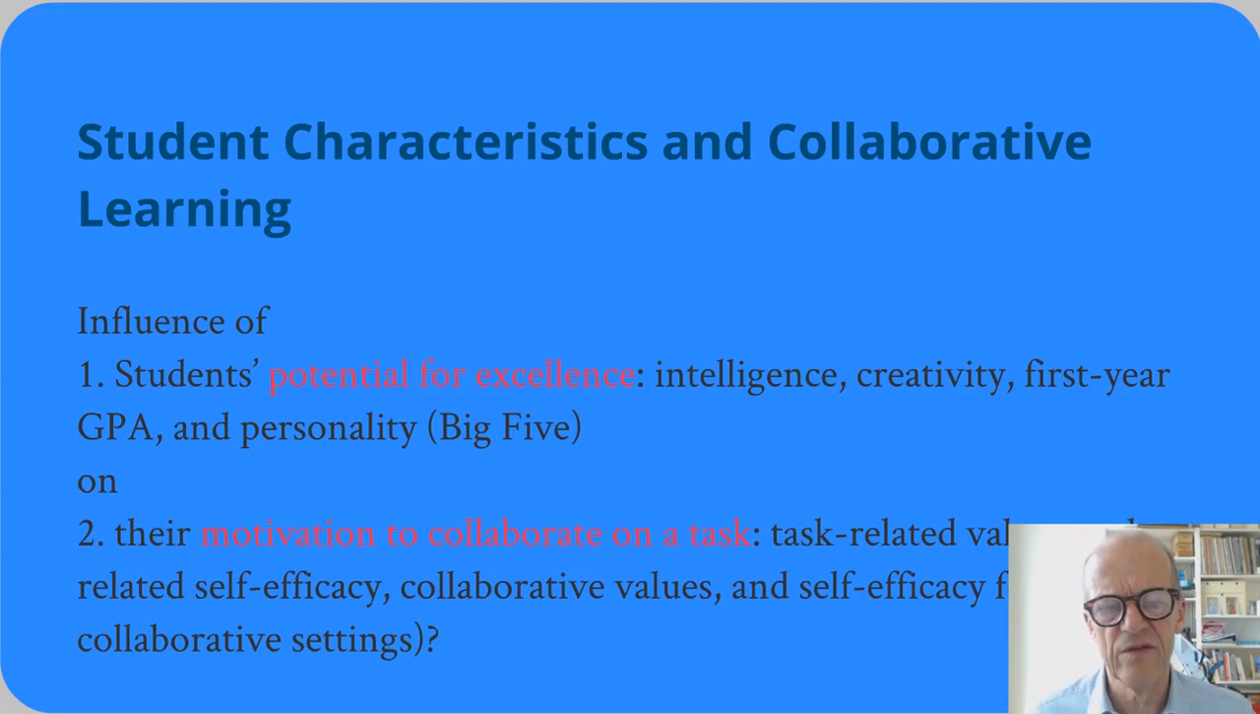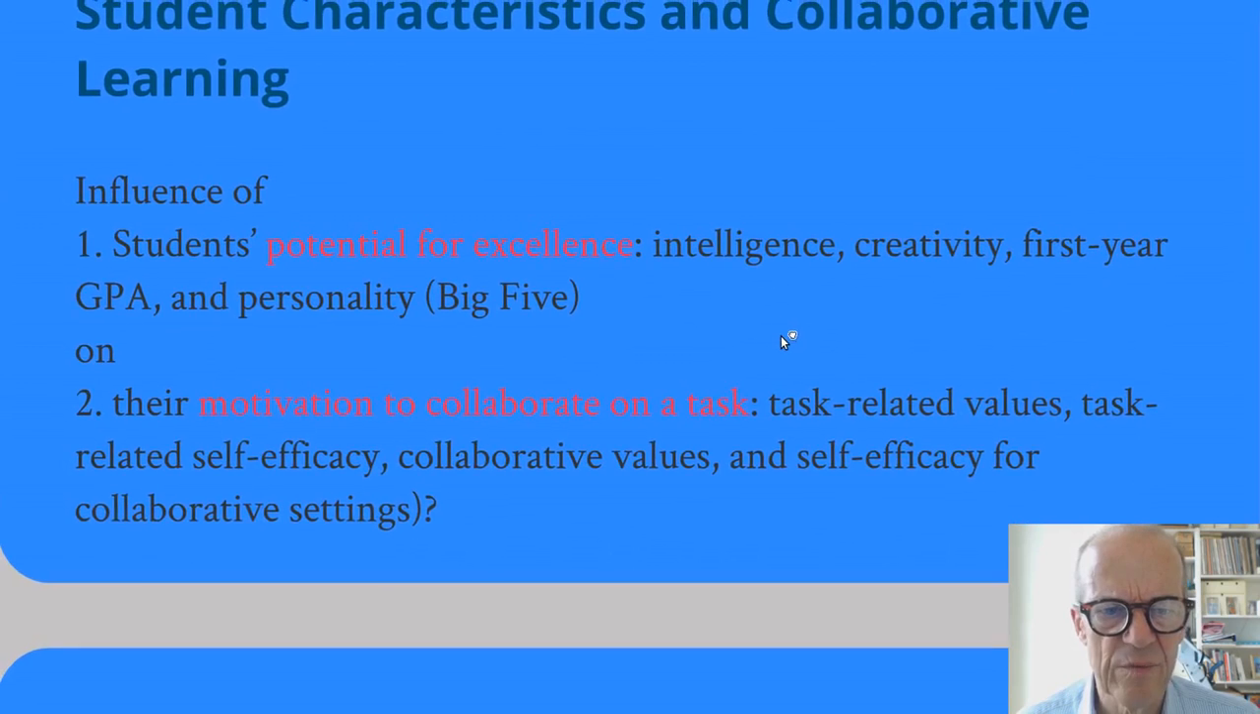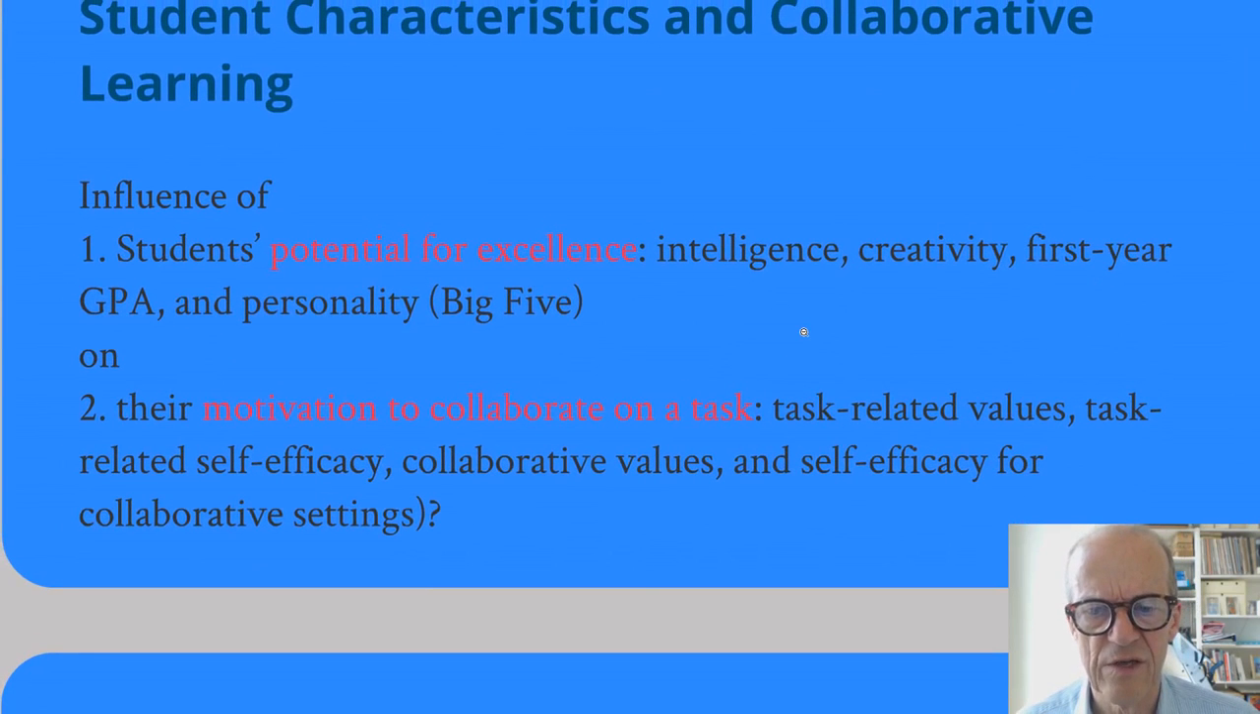And the personality characteristics which are combined in the Big Five. So that's one. We'll return to that in a minute. So potential for excellence was one cluster of variables, and the other cluster was the motivation to collaborate on a task.